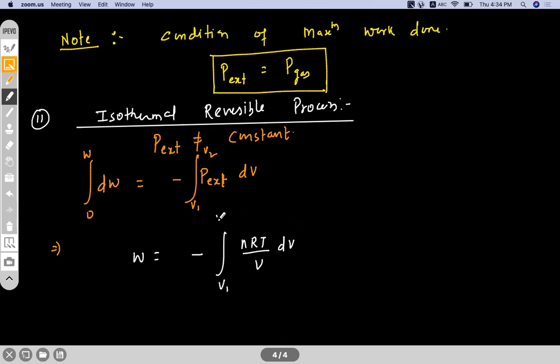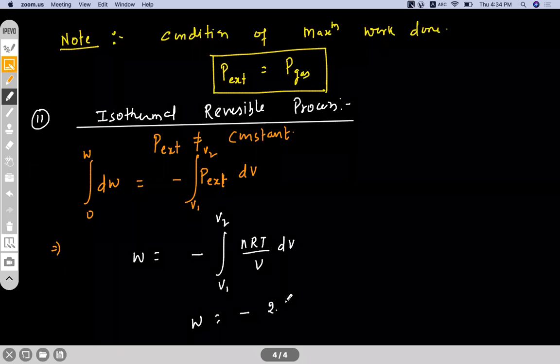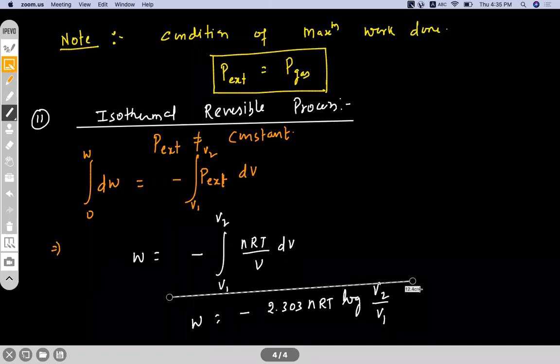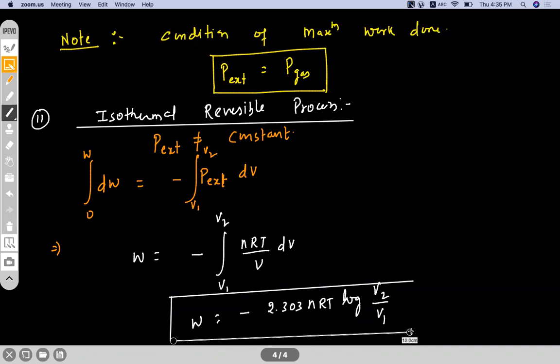V1 to V2. So when you integrate it, the expression will be minus 2.303 nRT log of V2 by V1. I hope you have done a little bit of integration till now, so you will be understanding it. Yes? Any doubt in this expression, in the derivation, just let me know.